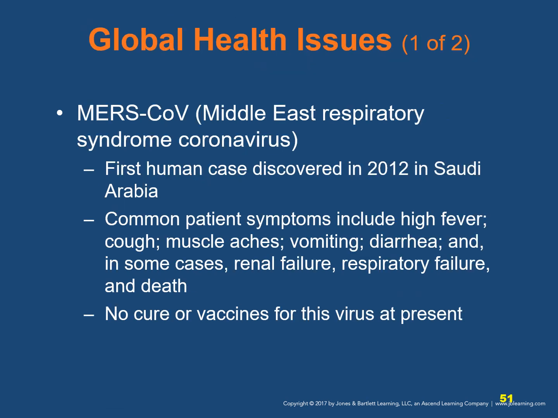Global health issues: MERS-CoV, Middle East Respiratory Syndrome coronavirus, a virus found in animals in the Middle East. The first human case of MERS-CoV was discovered in 2012 in Saudi Arabia. Most human infections were found in the Middle East. Cases of MERS-CoV have been found in Europe and the United States. Common patient symptoms include high fever, cough, muscle aches, vomiting, diarrhea, and in some cases renal failure, respiratory failure, and death. No cure or vaccines exist for this virus at present. If you suspect MERS-CoV, place a surgical mask on the patient and notify the receiving facility.